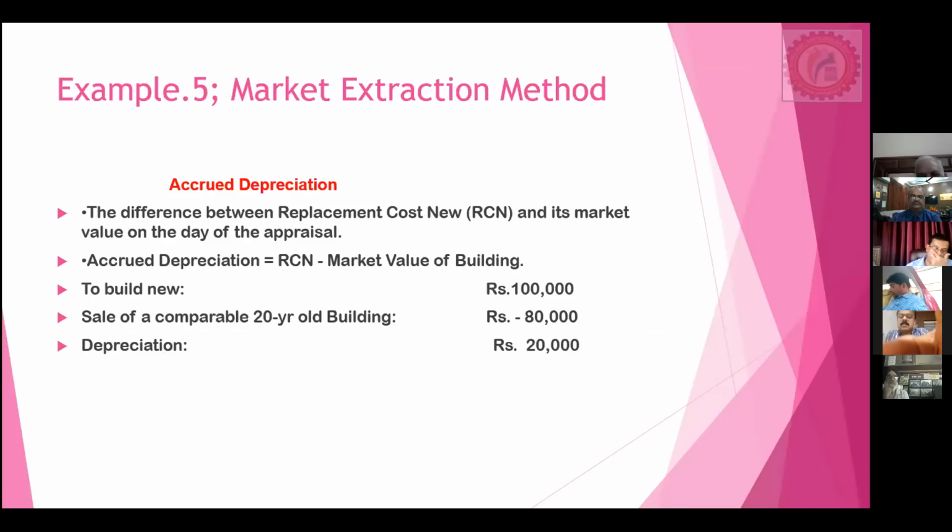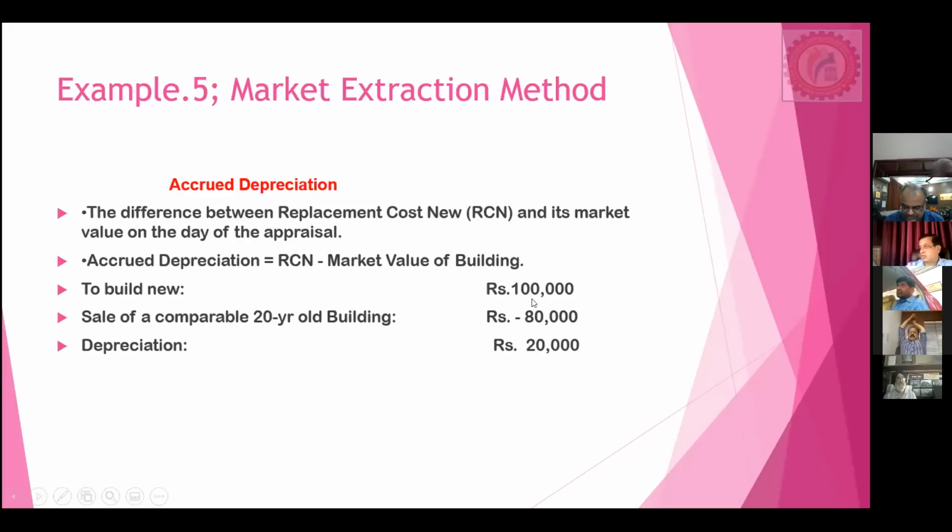Now, here I have used certain formulas and applied them and got the depreciation. How to get this value from the market extraction method? Now, you just see the difference. The replacement cost of a new building is 1 lakh rupees. The sale of a comparable 20-year-old building is 80,000. That means we have to extract this data from the market. Say a building with the age of 20 years has been sold in the market for 80,000 rupees.